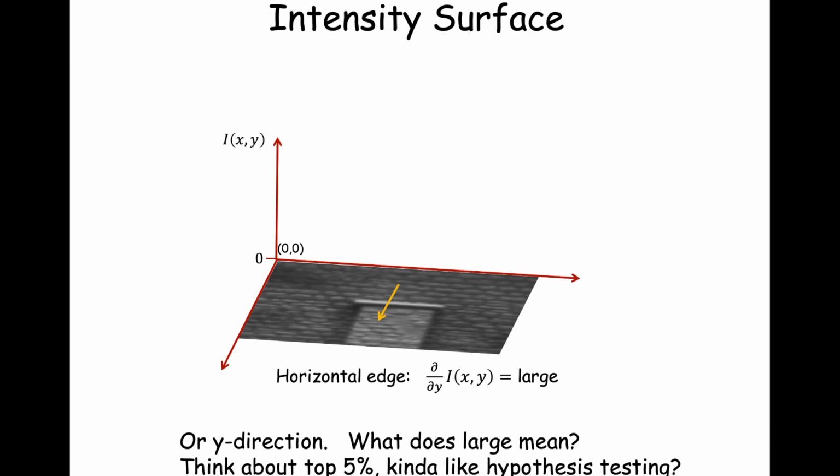So what does large mean, you might ask? Think about the top 5% steepest slopes in the intensity surface as you go along a scan line. That's kind of like hypothesis testing. You're looking for these notional outliers. The biggest slopes are the crisp edges that describe the content of your image. So we have these edges in the vertical and horizontal direction, and we can identify or compute these edges using a scan line along the y direction or a scan line along the x direction in the image coordinate system.